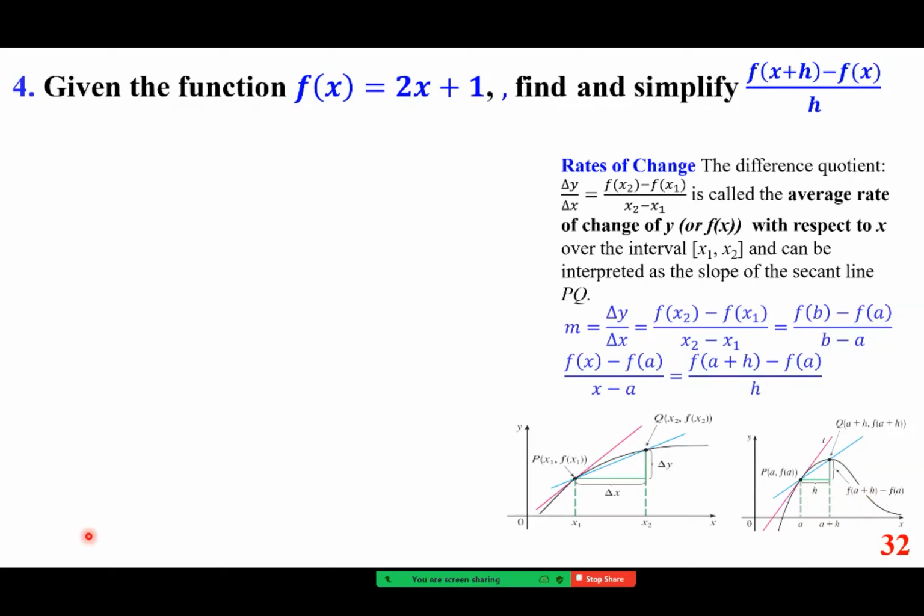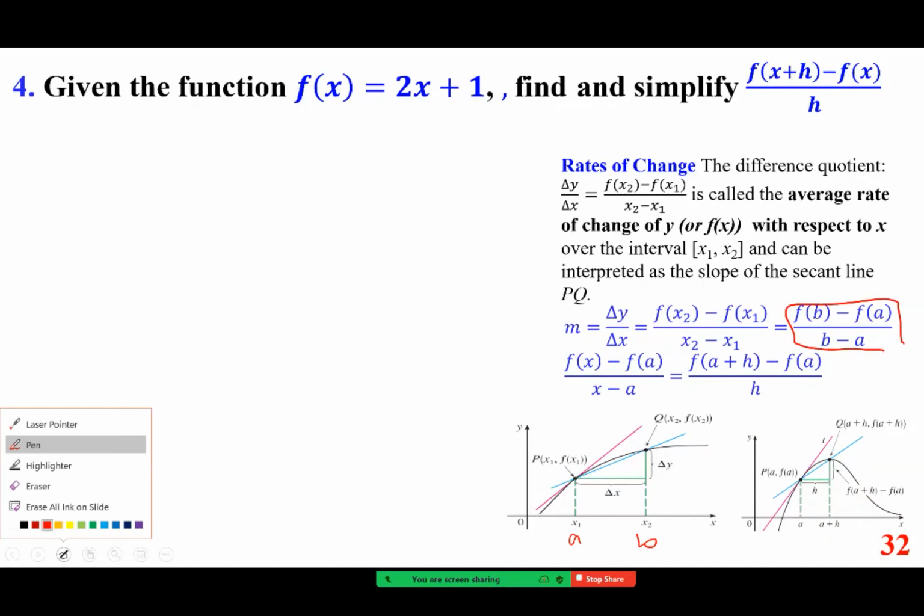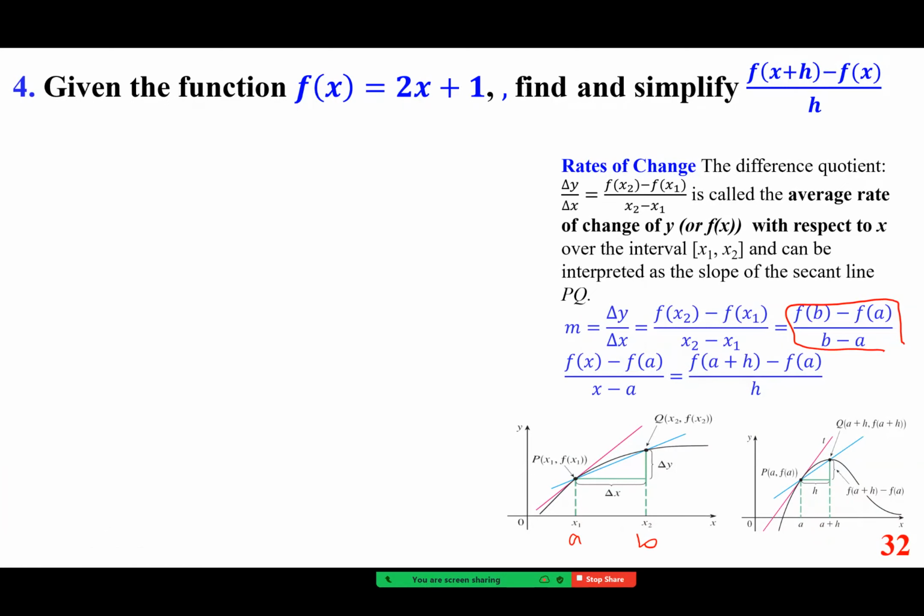Okay, so if we go with a and b, for example, it gives us this formula. If we go with a and x, it gives us this formula. So they're all the same.